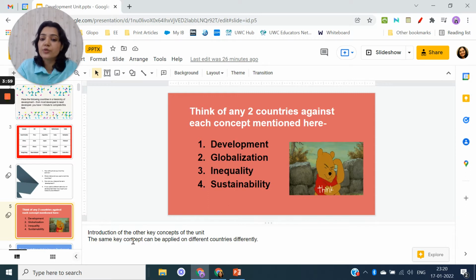Sustainability, I may think of Costa Rica. I may think of Norway or Denmark also. Okay, so like this, you have to just think about two countries against each concept. Why am I doing this one? Because here I want to introduce the four key concepts to you and different countries and the contested meaning of these concepts, which I would be taking further. But today on our plate, it's development.